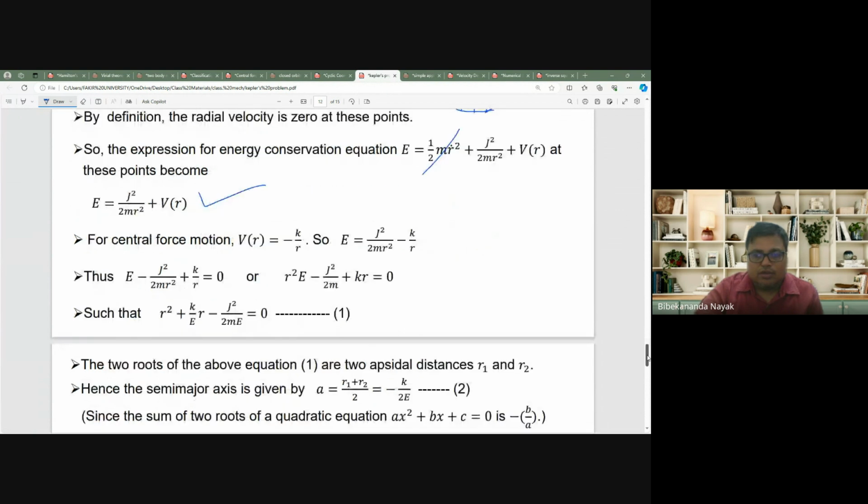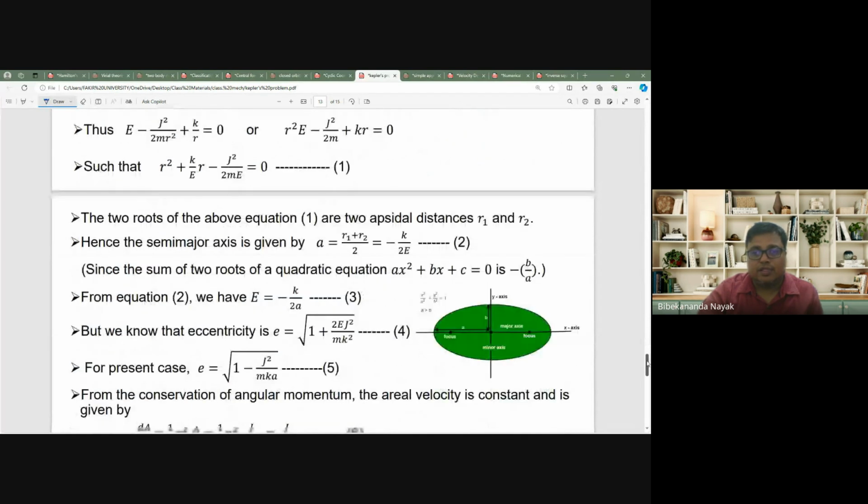But for central force motion, V(r) is equal to minus k by r. So if you put it here, total energy becomes J square by 2m r square minus k by r, and E minus this is equal to 0. Or we can write it as a quadratic equation in terms of r. And the two roots of this equation are actually the two apsidal distances r1 and r2.